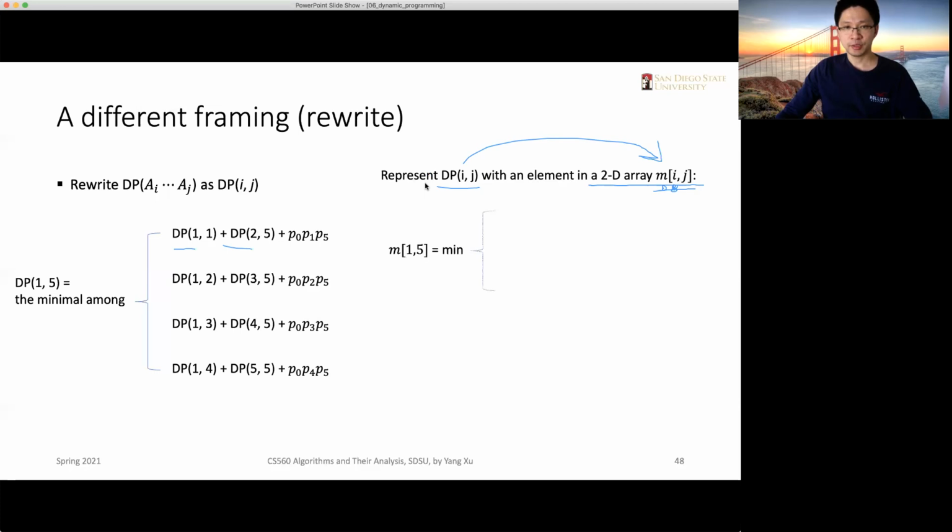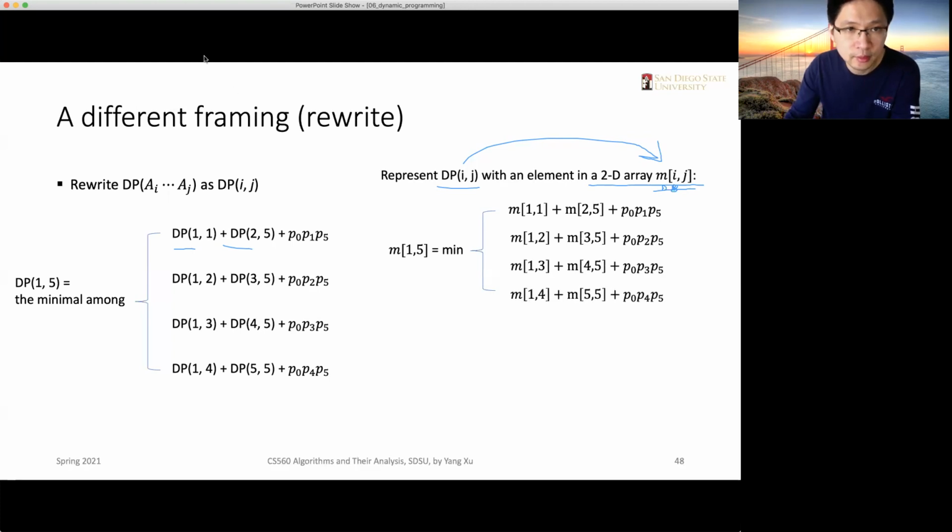So why don't we use the array notation to indicate the whole substructure? We use M15 to replace DP15. So M15 would be the minimum among these 4 conditions. You can note that here the whole equation is equivalent to this one on the right.